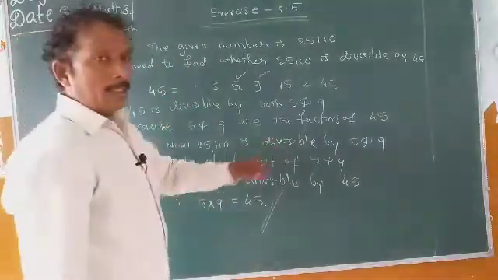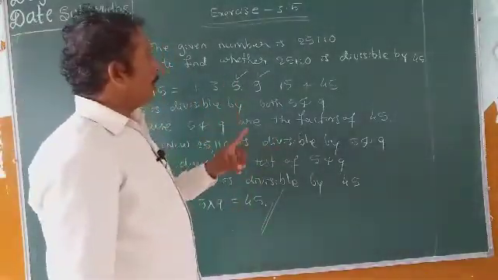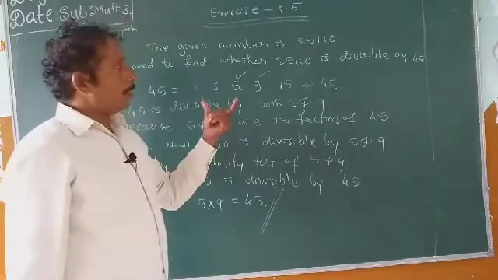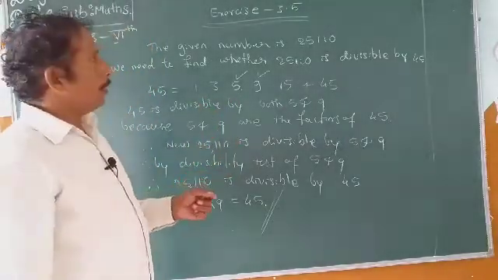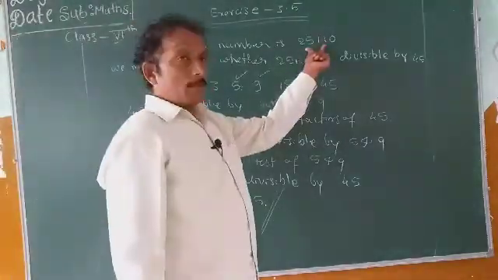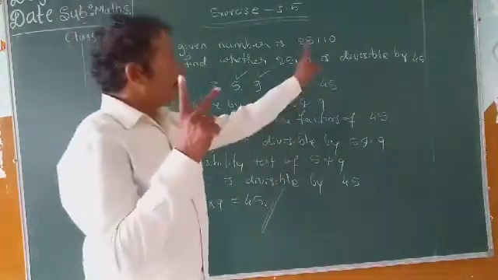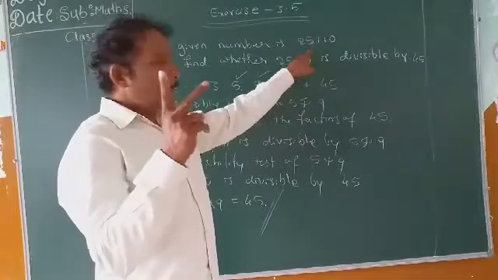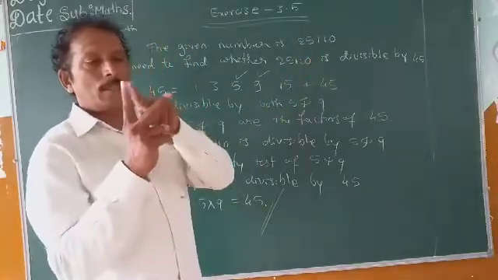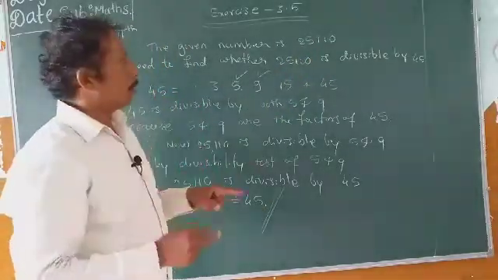Already you have studied the divisibility rule. Some more rules of divisibility. If a number is divisible by any two numbers, then the same number will be divisible by the product of those two numbers.